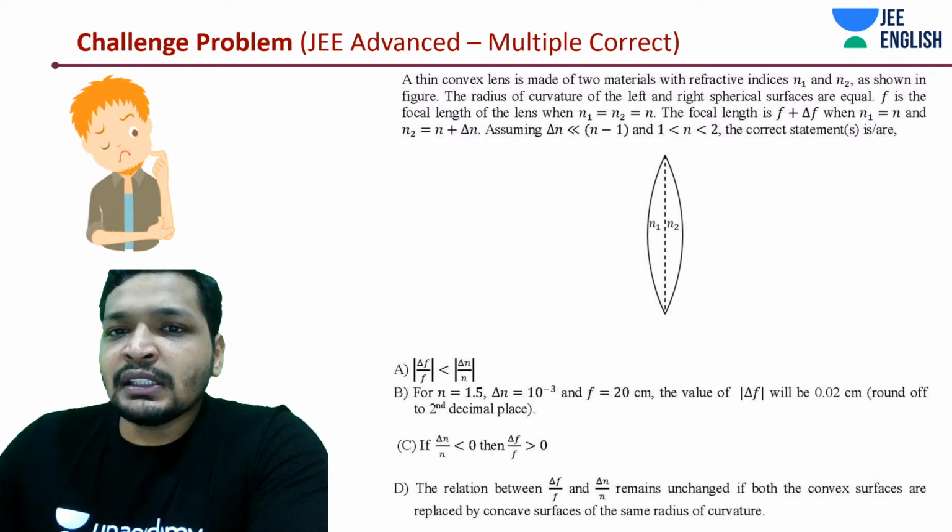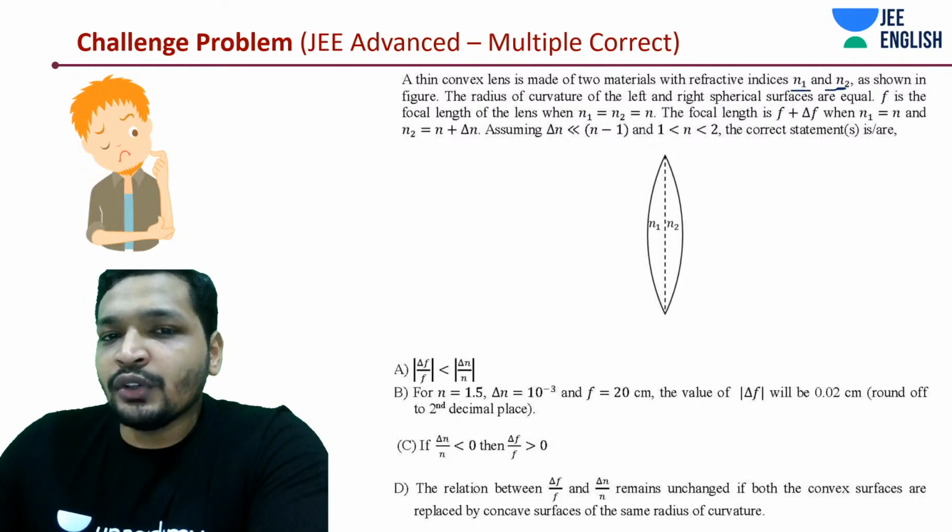So there is a thin convex lens made up of two materials of refractive index n1 and n2 as shown in the figure.